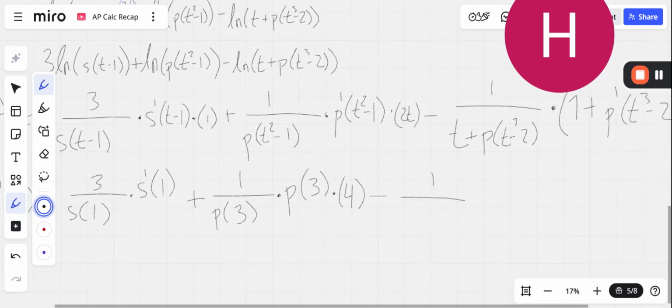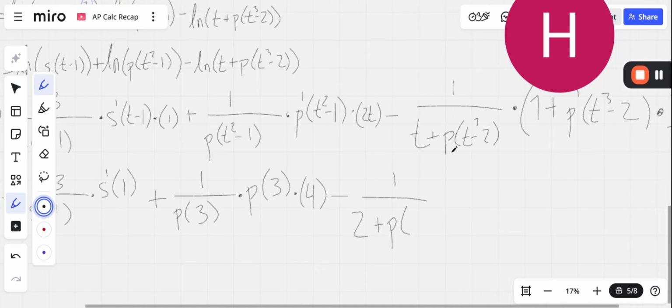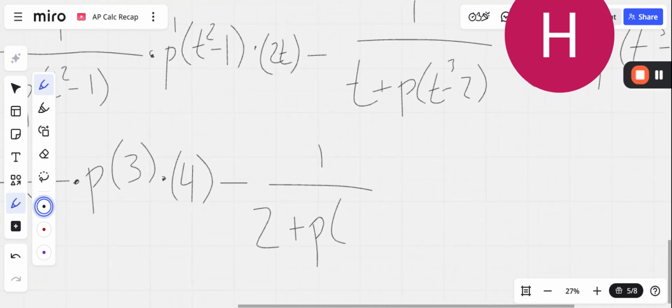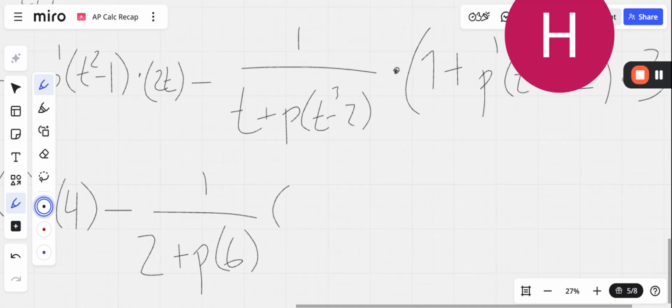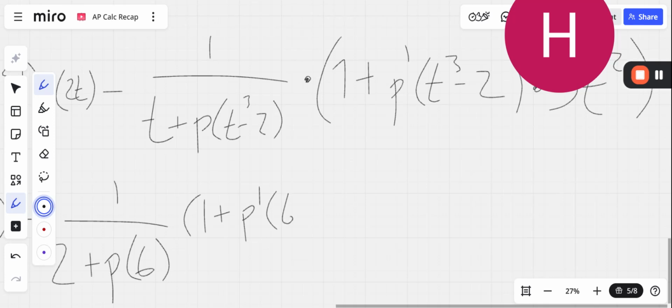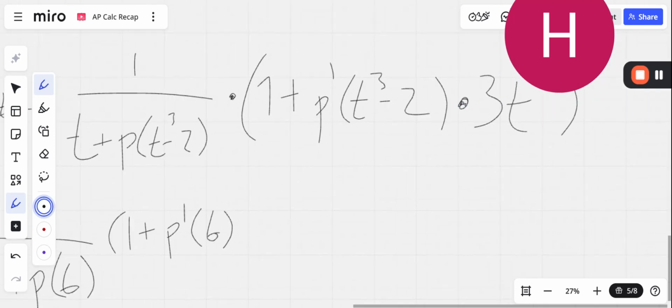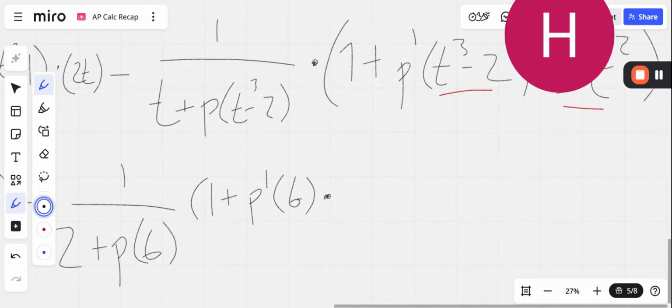Minus 1 over 2 plus p of, well, t cubed minus 2, that's 2 cubed, 8 minus 2 is 6. So 1 over 2 plus p of 6, and that's being multiplied by 1 plus p prime of 6. And then that is also being multiplied. Careful, because it's only multiplying to the p prime of 6. It's not multiplying to the 1. This is a result of the chain rule, and that's the inside function. 3t squared is going to be 3 times 2 squared, which is 12.